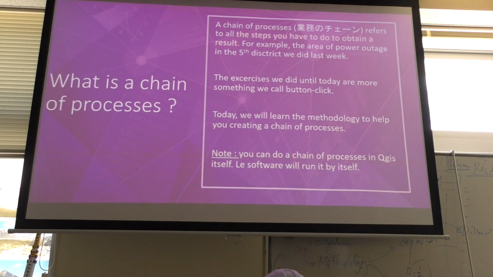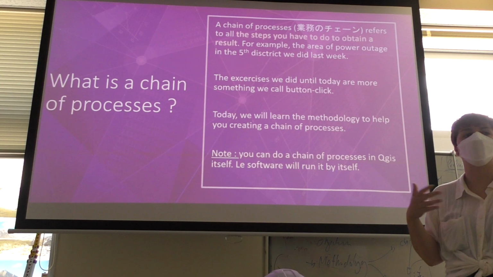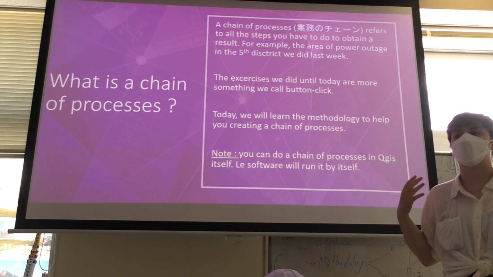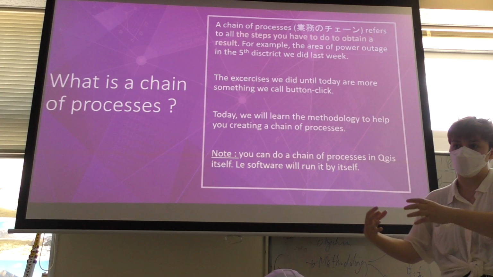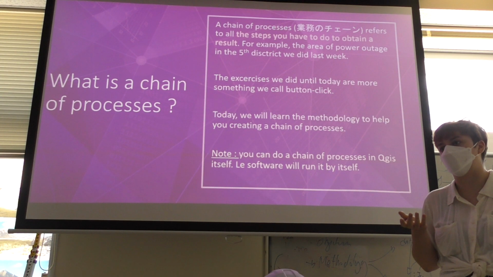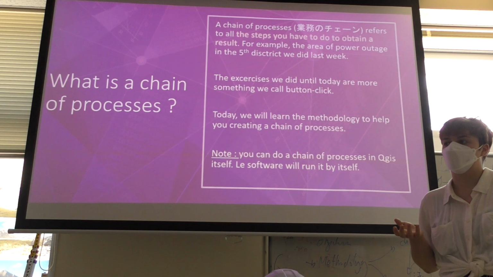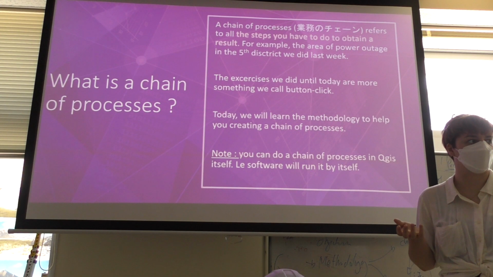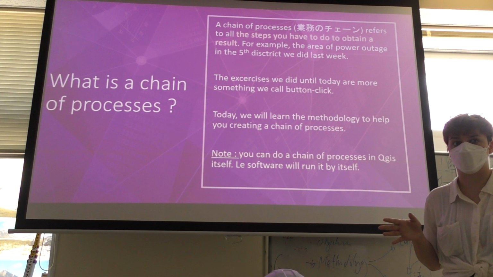And this is what we call a chain of process. So we have the word in Japanese. A chain of process is all the steps you have to do to obtain a result, okay? For example, last week we talked about the power outage area, okay? And I told you to get the power outage area, you have to do that and that and that and that. All those steps are what we call a chain of processes, okay? 大丈夫ですか? Okay.